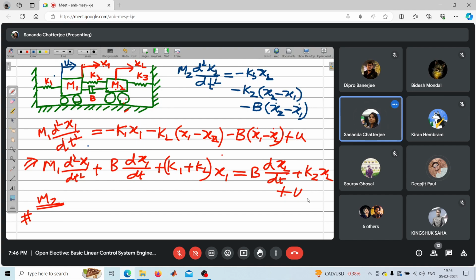Okay, so by seeing these two differential equations, can you comment on the order of the system? It's a fourth order system. How? Because there are two second order independent equations. That's why this is a fourth order system. But when we were seeing only how many energy storing elements there were, we found there are five energy storing elements present.